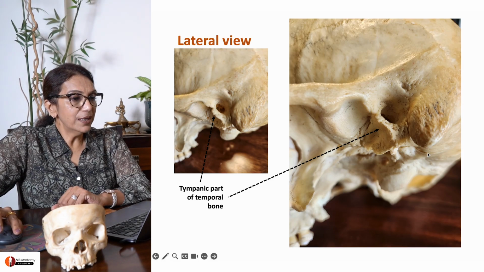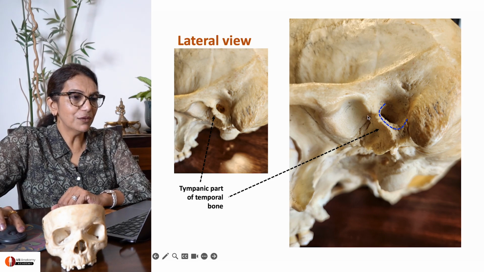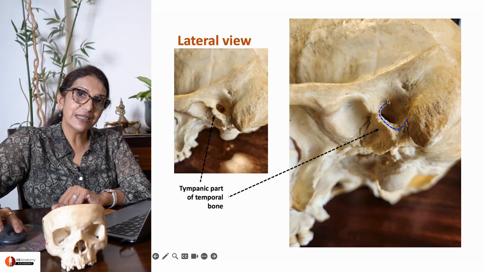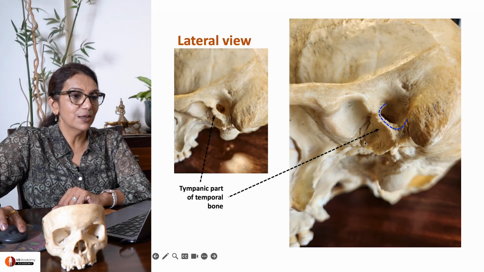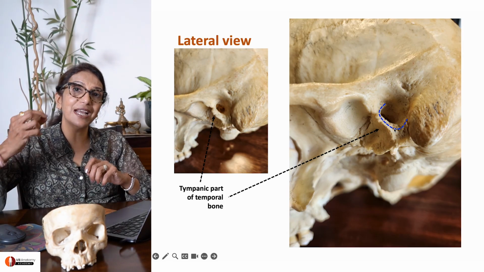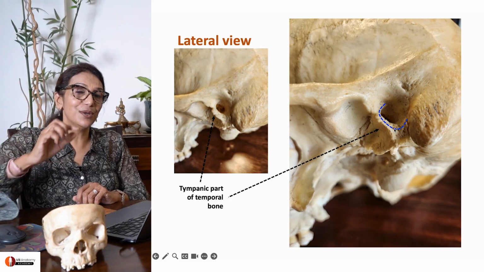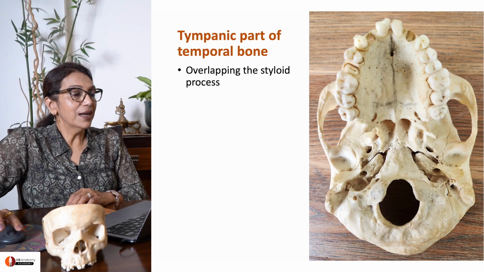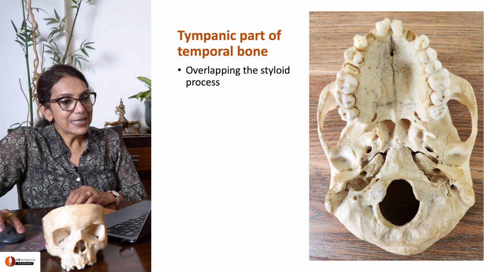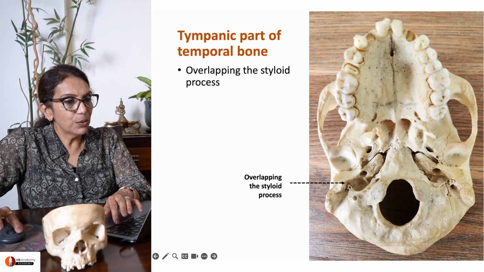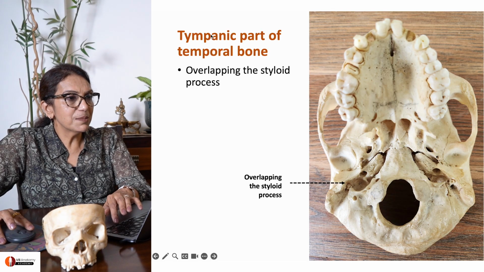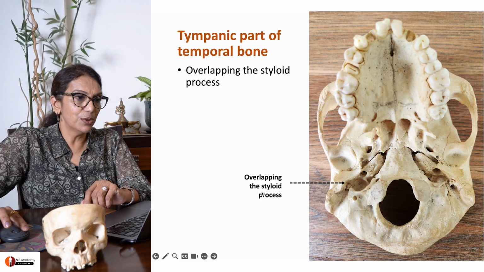So here now you're seeing the C-shaped tympanic part of temporal bone. You can see how it's forming much of the external acoustic meatus. It also provides area for attachment to the cartilaginous part of your ear. Continuing, you can see here, this is your styloid process. You will see the overlapping of styloid process by the tympanic part of temporal bone.